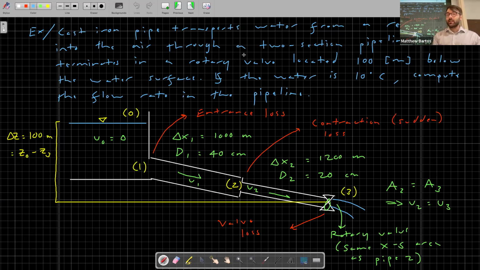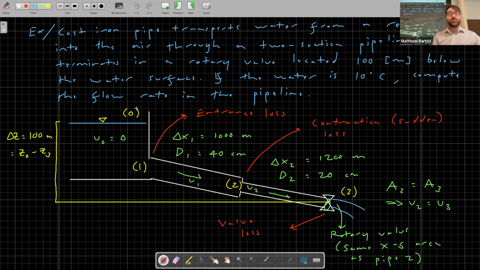So we have a cast iron pipe that transported water from a reservoir into the air through a two-section pipeline that terminated in a rotary valve located 100 meters below the water surface. If the water is 10 degrees Celsius, compute the flow rate in the pipeline. And we've got two pipe sections, one with a diameter of 40 centimeters that's 1,000 meters long. That transitions into a second pipe that is 20 centimeters in diameter and is 1,200 meters long.